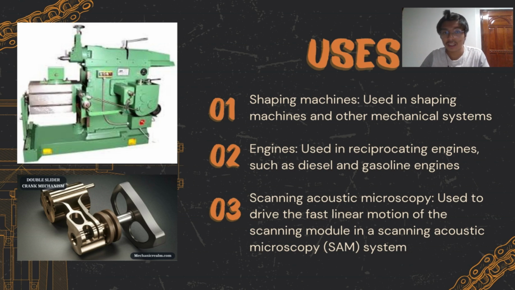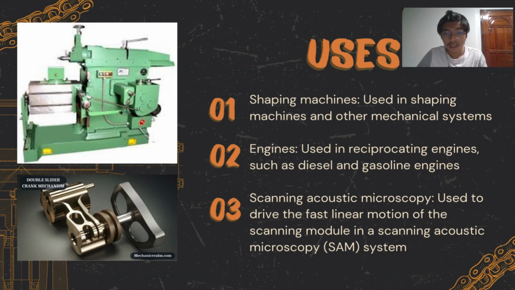Pero ginagamitan rin ng single slider. Ang ginagamitan naman ng double slider rin naman yung mga engines, pati yung shaping machines. Mas pronounced siya sa shaping machines kasi kailangan ng sinusoidal waves. Paminsan, ang mga precise na sinusoidal waves, yung mga shapes na kailangan gawin ng shaping machine.